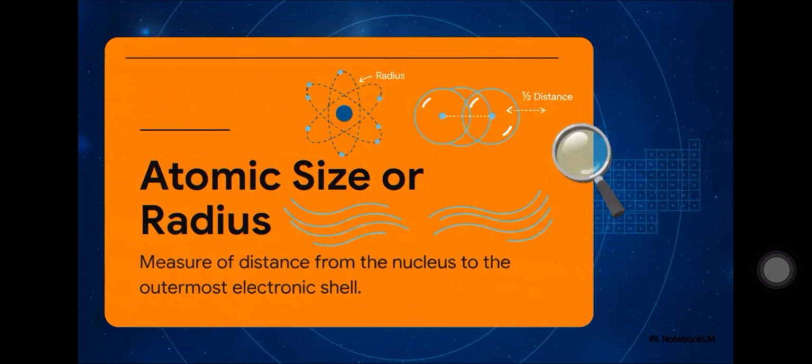So, what exactly are we measuring here? Atomic size, or atomic radius, is basically the physical footprint of the atom. It's the measure of the distance from the central nucleus all the way out to the outermost electronic shell. Or look at it this way: if you have 2 of the closest identical atoms side by side, it's half the distance between their 2 nuclei. Either way you slice it, we're just trying to find the absolute outer edge of the atom to see exactly how much physical space it takes up.